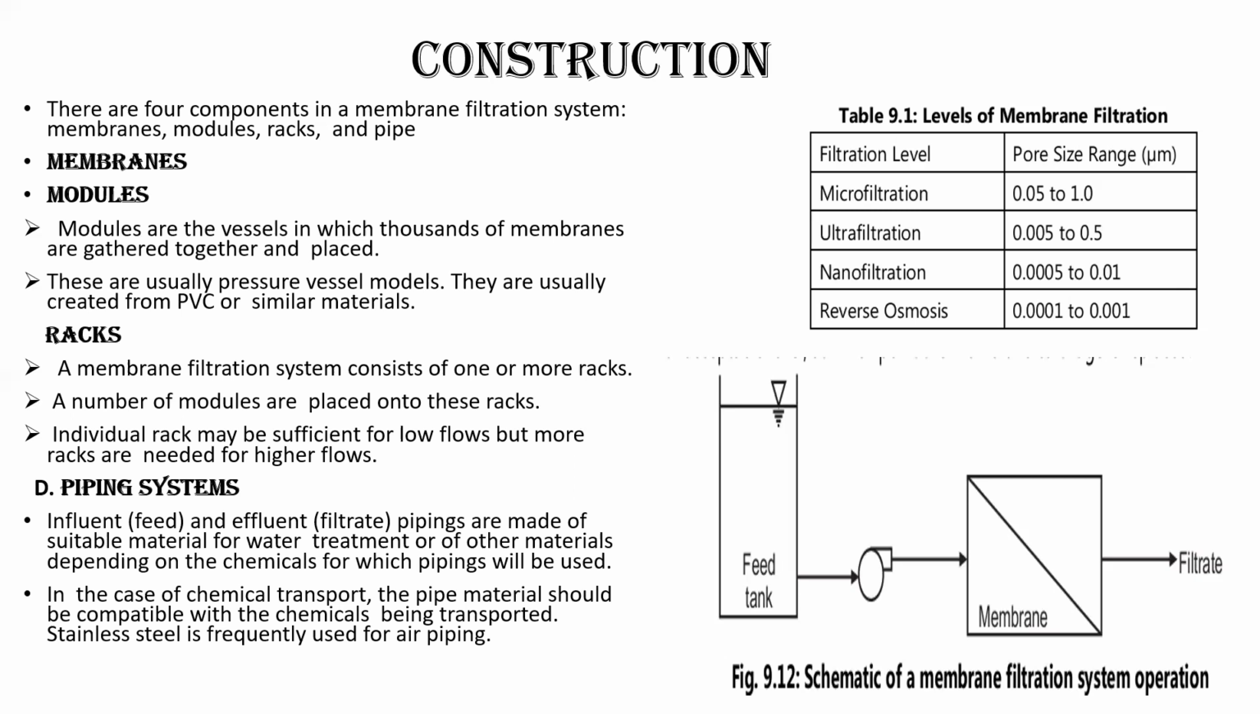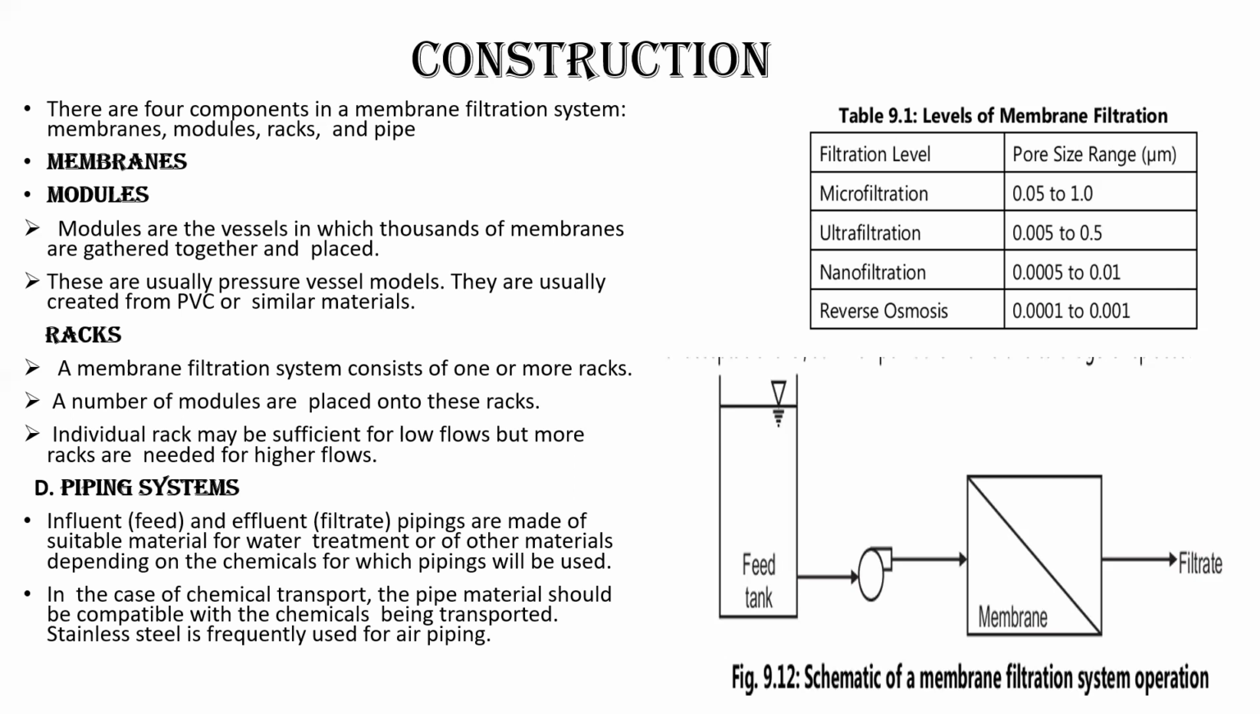In case of chemical transport, the pipe material will be compatible with the chemicals being transported. If we are doing membrane filtration of chemicals, the pipe will withstand and be compatible with the chemical. For this, stainless steel pipe is used. If we use chemicals, we use stainless steel, otherwise plastic or similar material is arranged as piping.